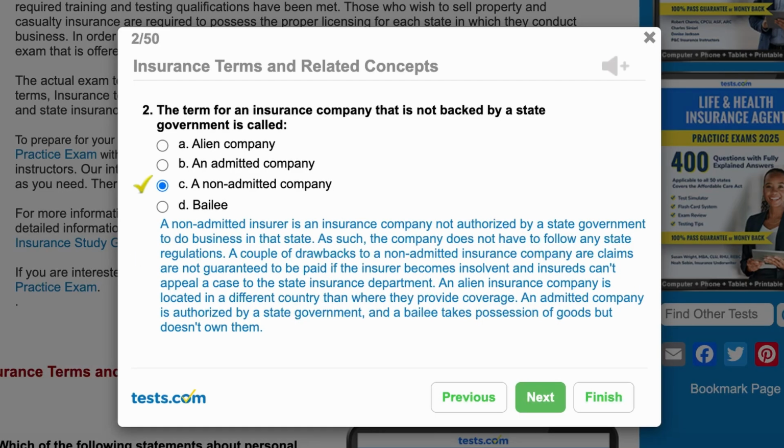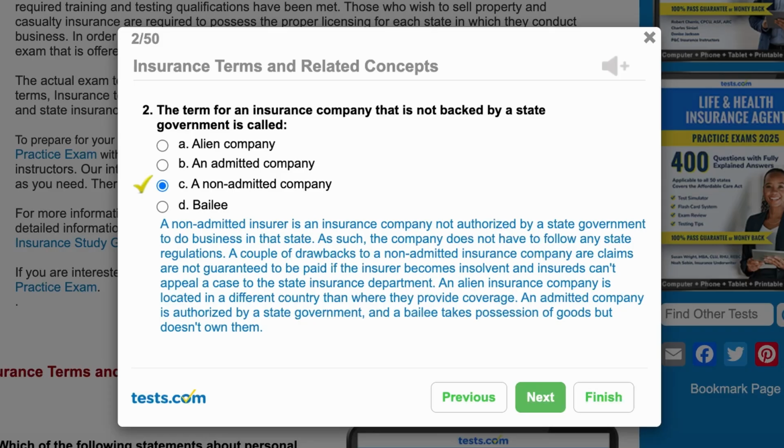C. A non-admitted company. A non-admitted insurer is an insurance company not authorized by a state government to do business in that state. As such, the company does not have to follow any state regulations. A couple of drawbacks to a non-admitted insurance company are claims are not guaranteed to be paid if the insurer becomes insolvent, and insureds can't appeal a case to the state insurance department.